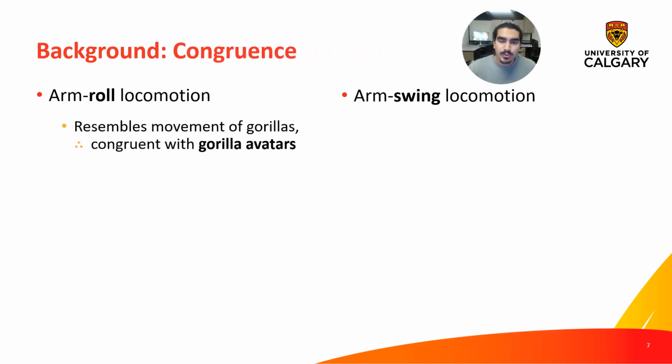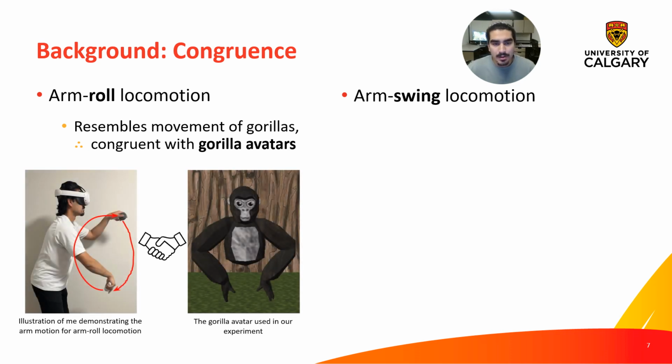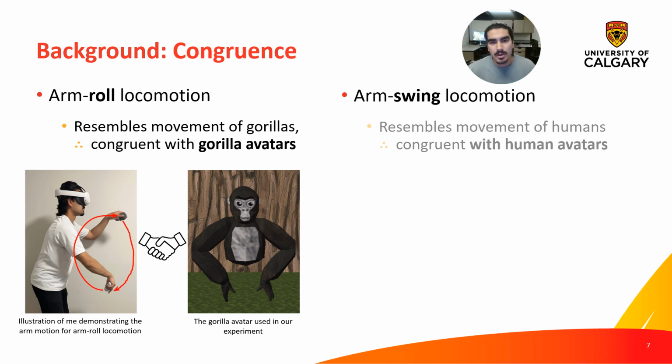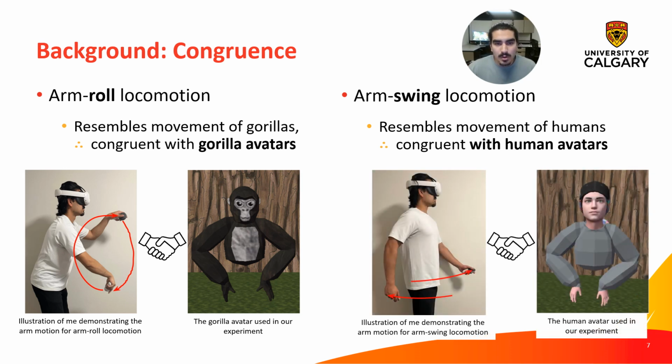Arm roll locomotion resembles the movement characteristics of gorillas and other quadrupeds. Therefore, arm roll locomotion is congruent with gorilla avatars. Arm swing locomotion, on the other hand, resembles the movement characteristic of humans. Therefore, arm swing locomotion is congruent with human avatars.